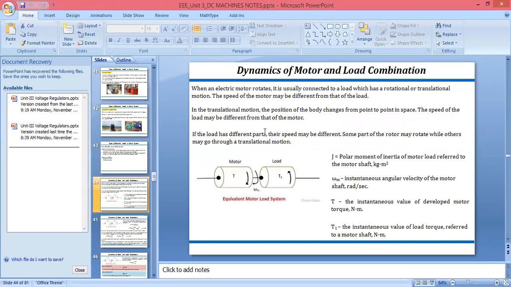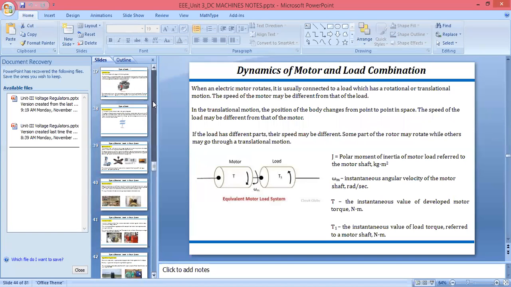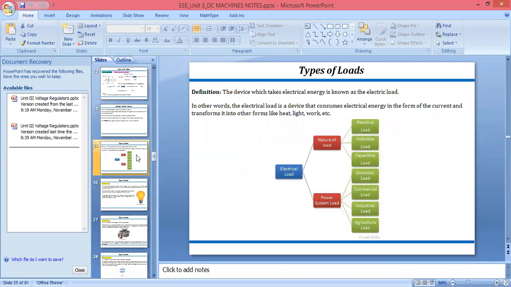Now we have to see the dynamics. ये नहीं होगा लेकिन ये बड़ा है concept. Dynamics of motor and load combination we will see in the next class. Okay, so we will revise our today's session.